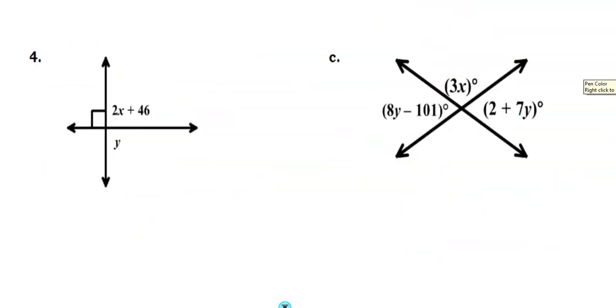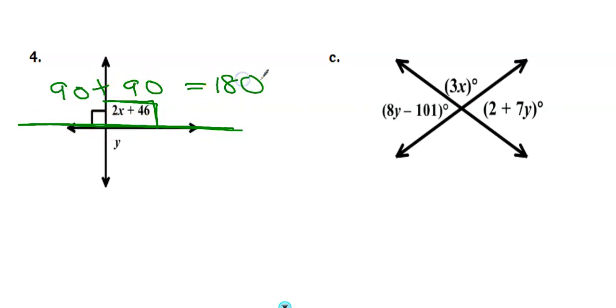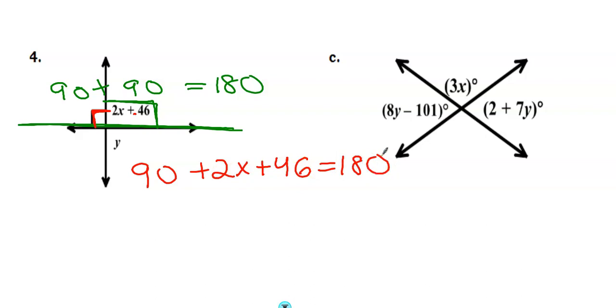All right, number 4. If this is 90 degrees, this also has to be 90 degrees because it adds up. 90 plus 90 equals 180. Okay? So remember this little corner means 90. I'm going to add them together and make it equal to 180 and solve for x.